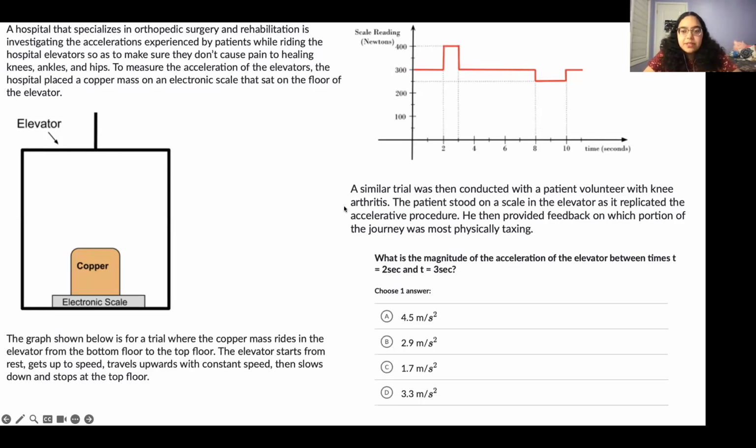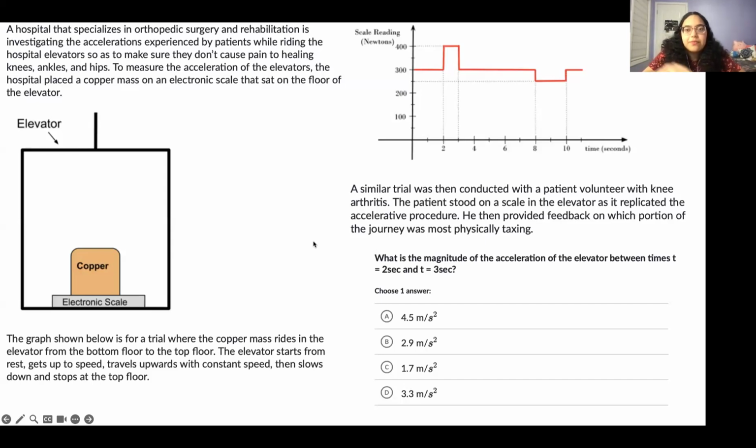The next one, the magnitude of the acceleration between 2 and 3 seconds is 3.3 meters per second squared. Basically you have the acceleration of the entire elevator as well as your gravitational force. Those two things combine for your net force. So what you're getting is that the force on your scale minus mg is the ma of the elevator, since they're going in different directions.